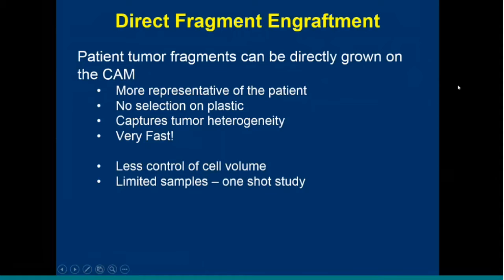Some disadvantages of this technique are that there's less control over the total amount of cells that are engrafted per tumor fragment. And this is important when you consider the use of tumor volume as measured by volumetric ultrasound. So we can't use, say, B-mode anatomical volume to compare a DMSO versus a drug-treated tumor because we can't control the number of cells in each individual fragment.